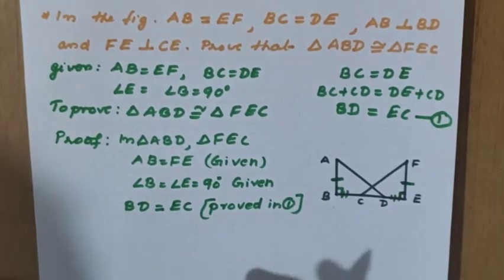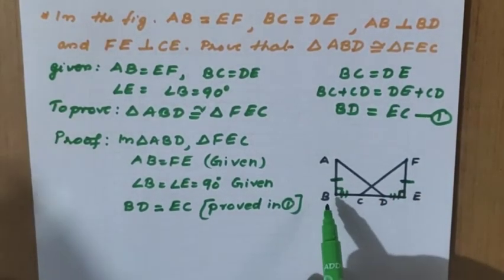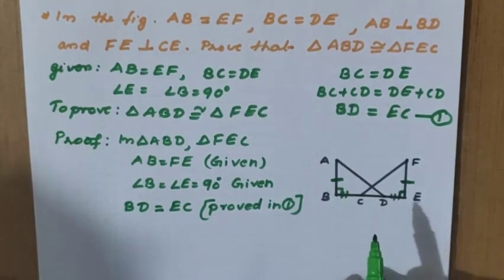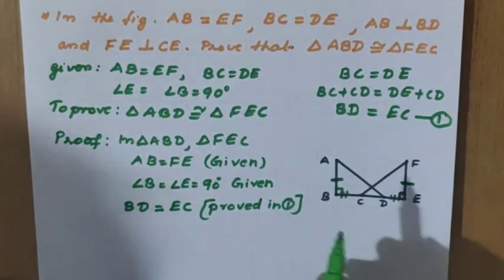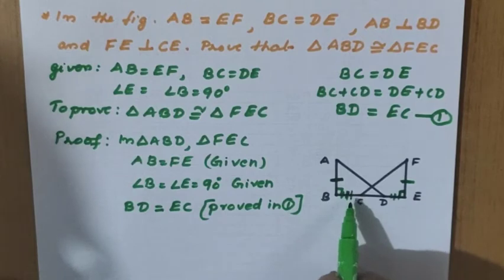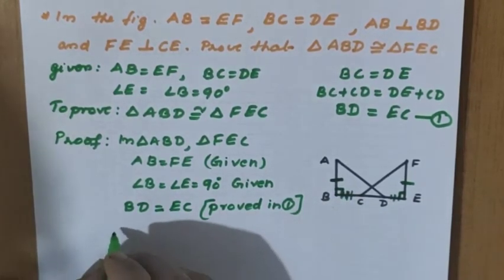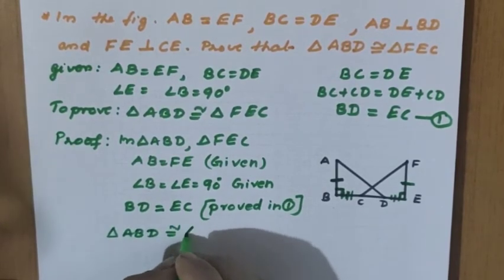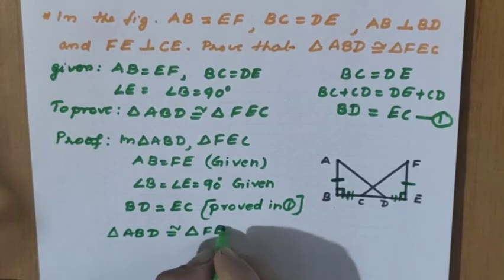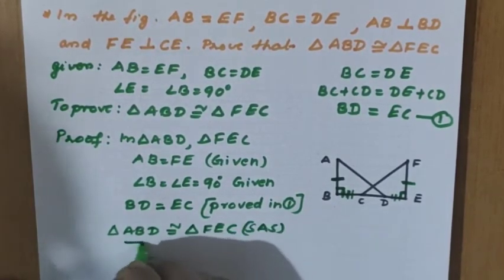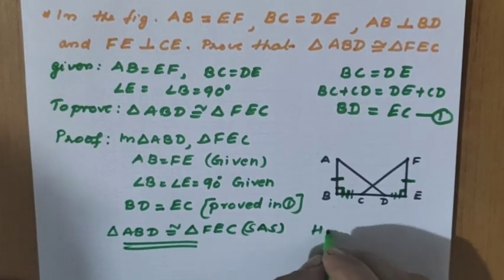By this, we got a 90 degree angle, but we are not getting the hypotenuse there. So RHS criteria is not applicable. Here, the first equal side, the second equal side by adding this one, and we got the included angle 90 degree. So what we can write now: triangle ABD is congruent to triangle FEC by SAS criteria. Hence proved.